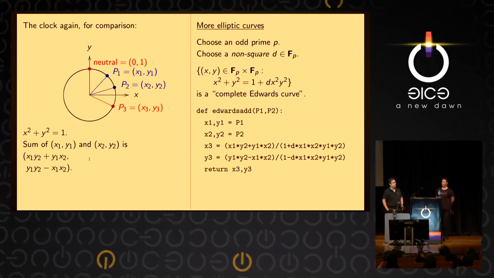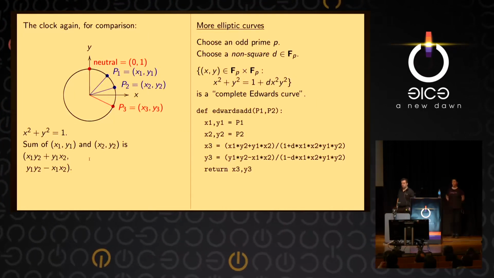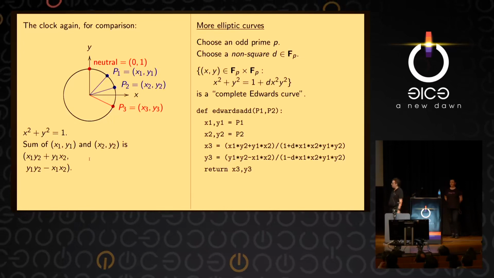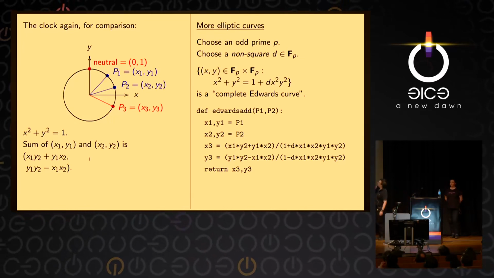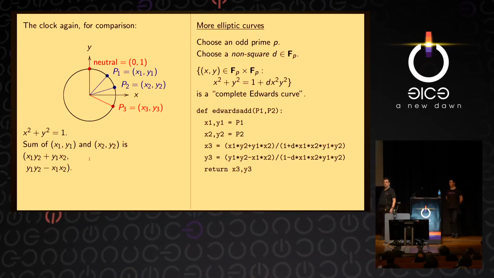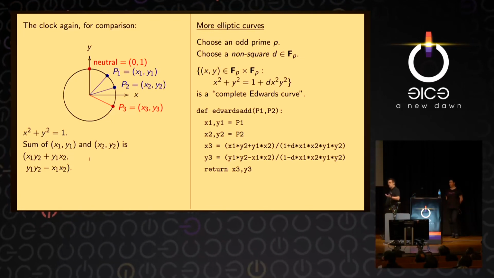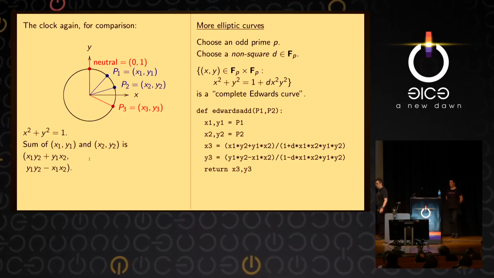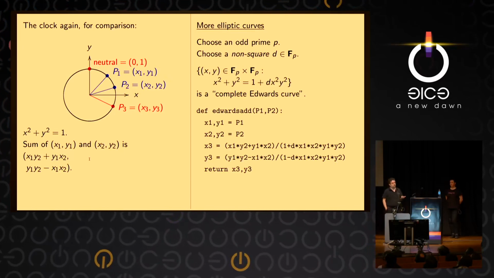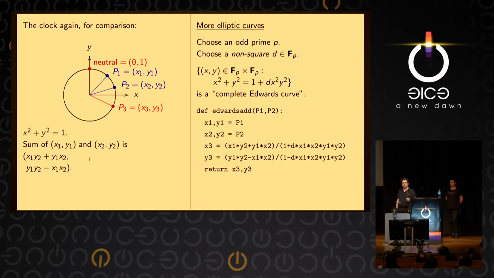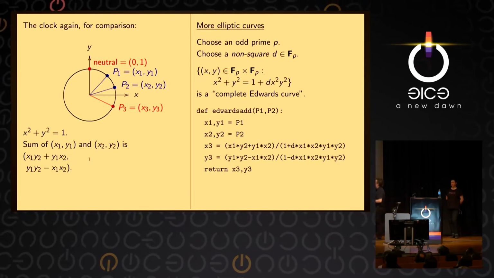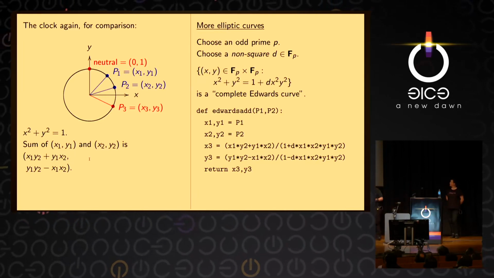You can take, if you want, any prime number p, 7,000,003, something much bigger. You can take any non-square d, like that minus 30. Any d that's not a square of anything modulo p. That's something you can check quickly. And then write down the curve x squared plus y squared equals 1 plus d x squared y squared. And this is an elliptic curve. It's just that extra little d. That's all the extra complication.